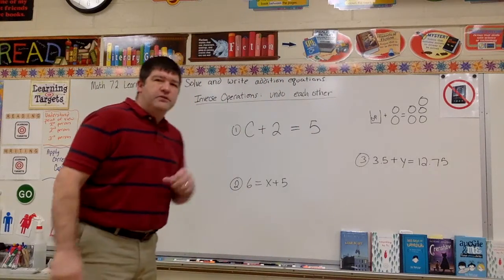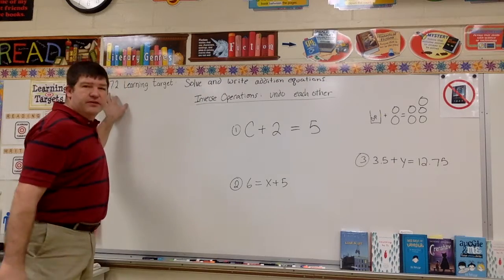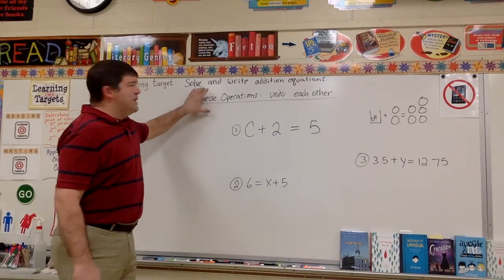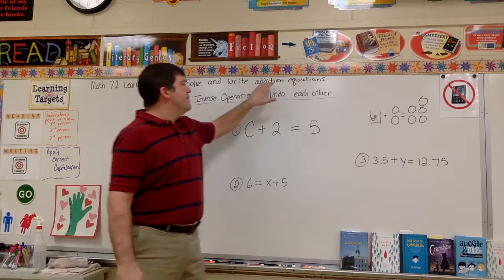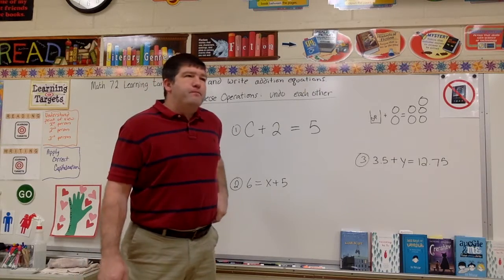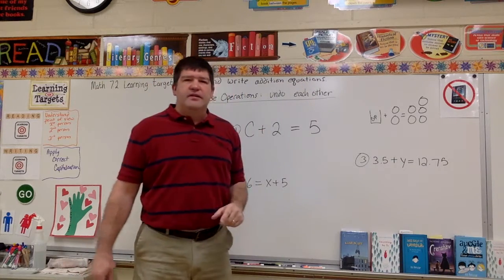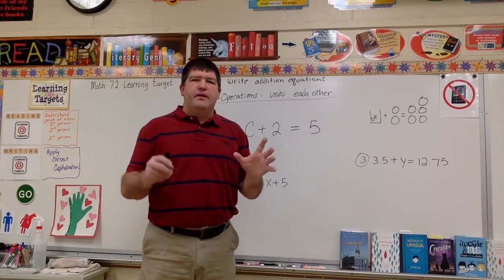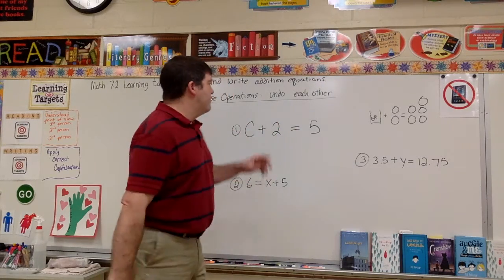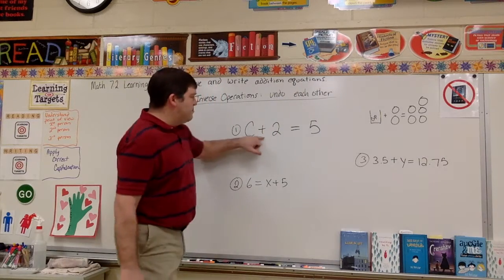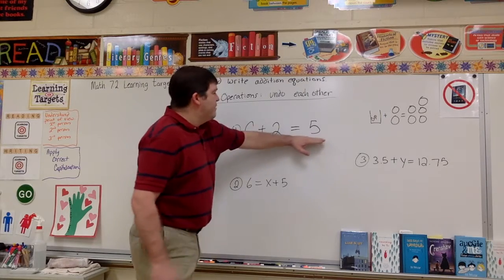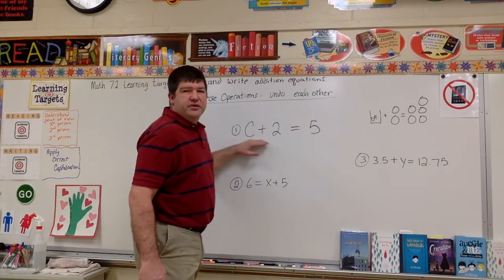This is math 7.2, and your learning target for this is to solve and write addition equations. Remember, an equation is where you have a couple of expressions with an equal sign. You have to have an equal sign. So like c plus 2 equals 5. Because this has an equal sign, this right here is an equation.